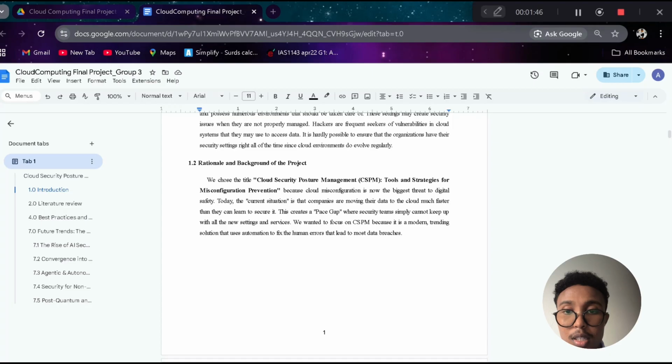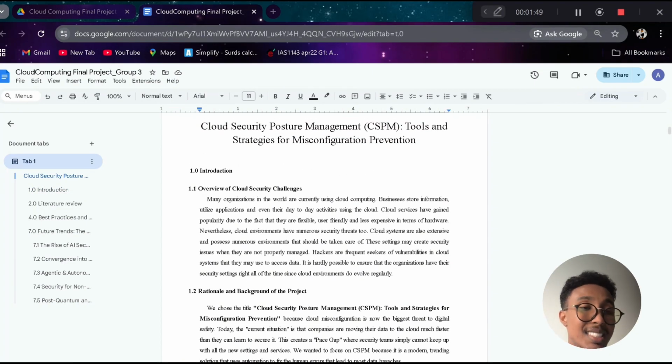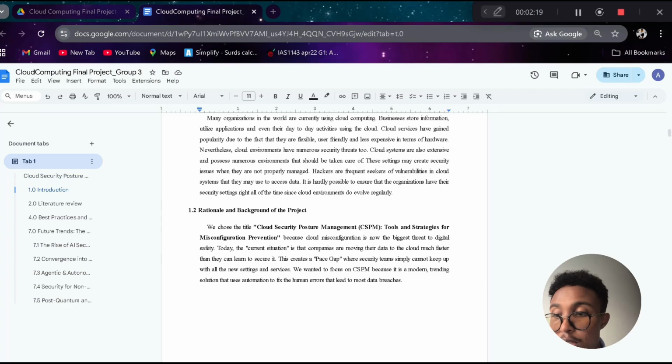So first, what is CSPM? Cloud Security Posture Management, or CSPM, is a security solution that continuously checks cloud environments. CSPM tools scan cloud platforms such as AWS and Azure to find wrong settings, security risks, and policy violations. These tools work automatically and all the time, unlike manual checks, which are slow and can miss problems.